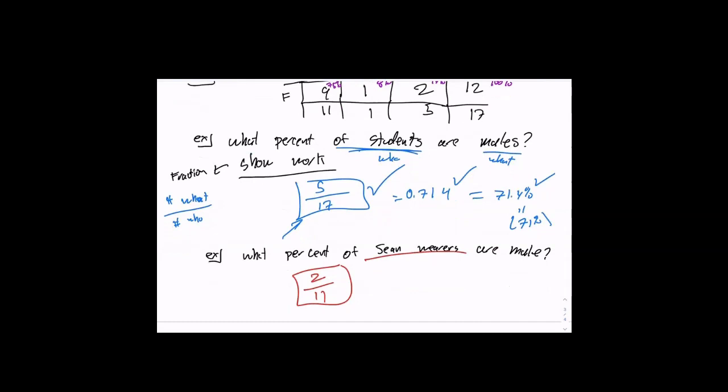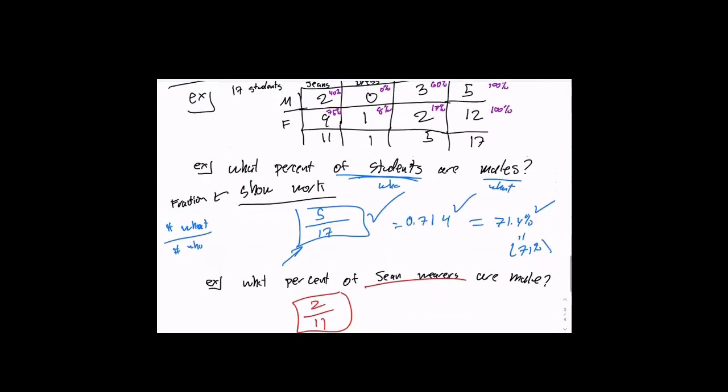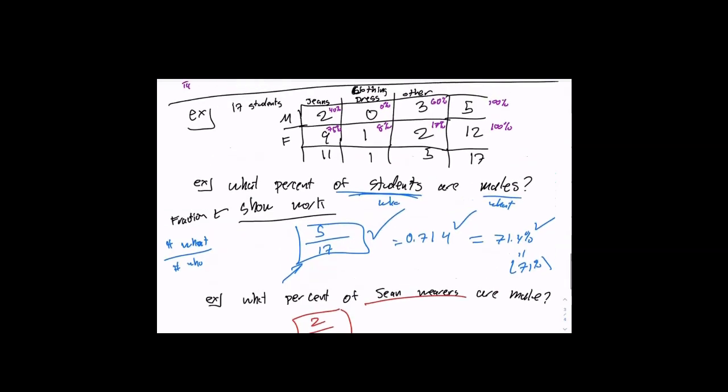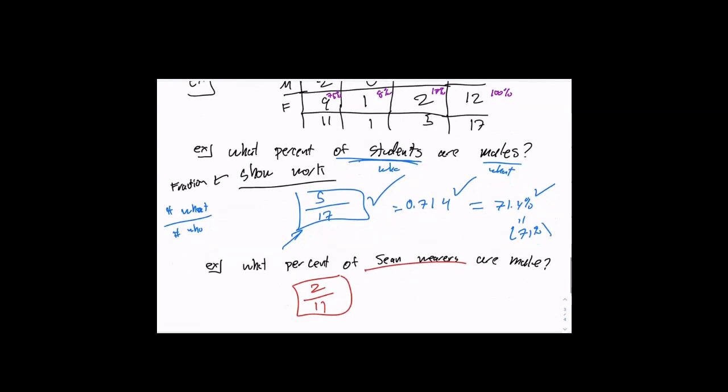And if I flipped it and I said, what percent of males are jean wearers? If I flipped that question, the denominator would have been 5 and the numerator would have been 2. Oftentimes people say, isn't that the same question? It's not. You'll get some practice in tonight.